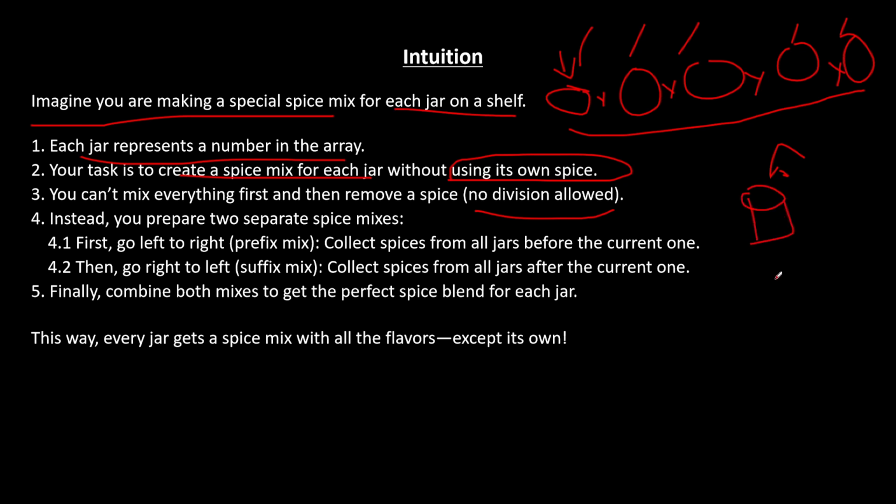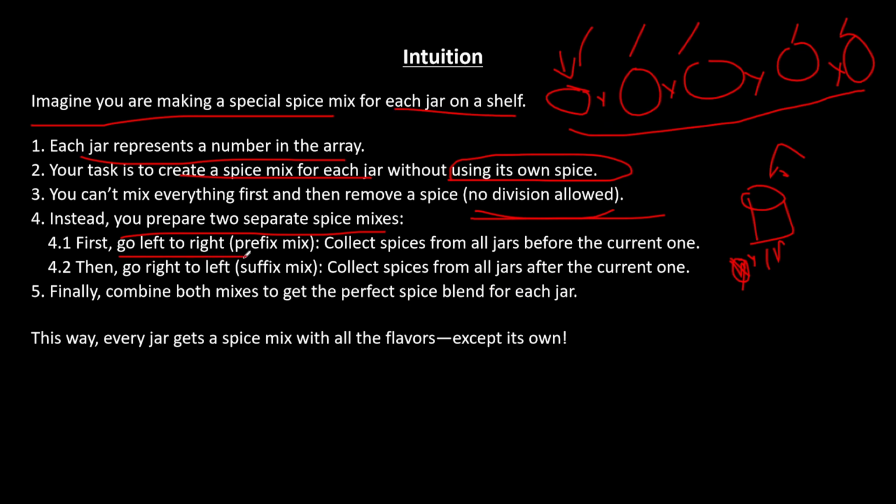And if you are thinking that for X jar, the X spice was present there, and multiplied by the range of other jars, when you think of removing X from it, that won't be allowed because division is not allowed, right? So instead, you have to prepare two separate spice mixes. Okay, as per my understanding, we should prepare two separate spice mixes, right?